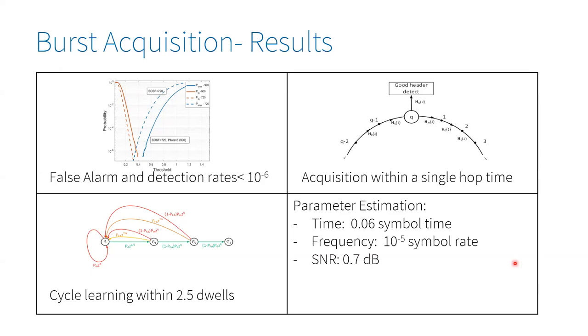Now the parameter estimation of the time, the frequency and SNR are quite close to what you need in order to decode the signals themselves with a low error rate.